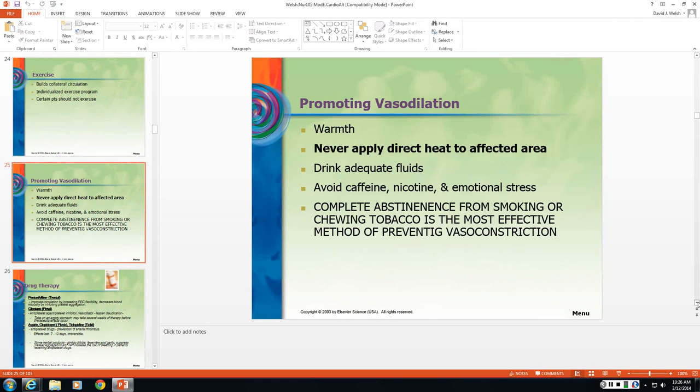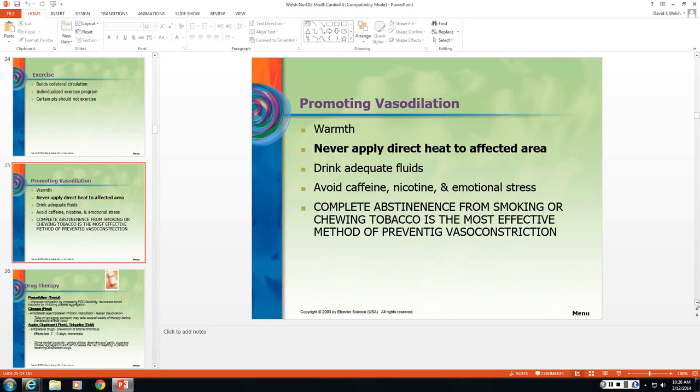So to promote vasodilation, you want to keep the affected limbs warm. Remember, we talked about you don't want to apply direct heat to the affected area, so you don't want to put anything hot on the affected area. But you want to keep those extremities warm, so you can put a warm blanket over them. You wouldn't want to put a hot water bottle on anything, or a heating pad on an affected area.